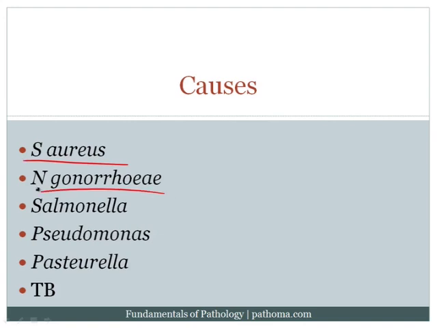Neisseria gonorrhea can do it, especially in sexually active young adults. Salmonella is the most common cause in sickle cell disease. Pseudomonas is an important cause in a diabetic or an IV drug abuser. Pasteurella is an important cause in a patient that has been exposed to a dog or cat bite or a dog or cat scratch. And TB can also cause osteomyelitis. And remember that when TB involves the bone, it classically involves the lumbar vertebra, and we call that Pott's disease.